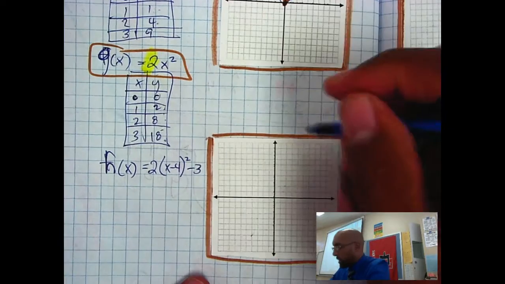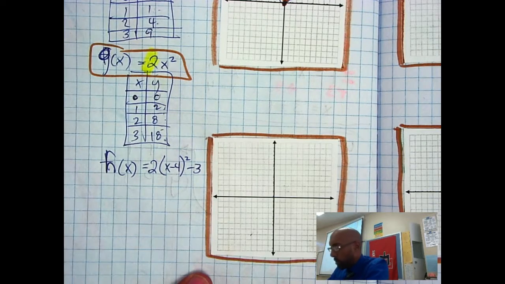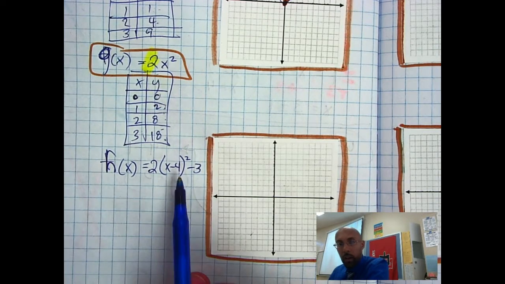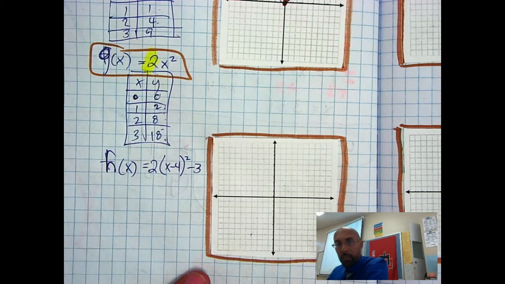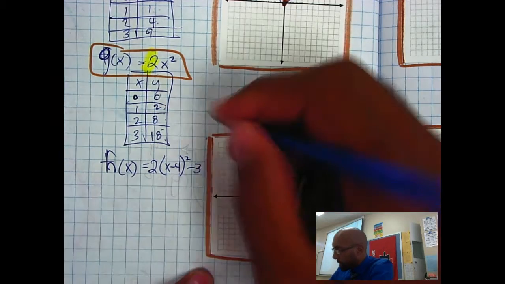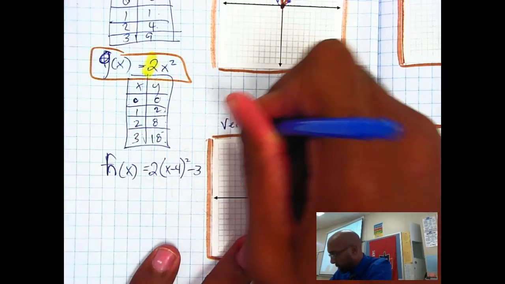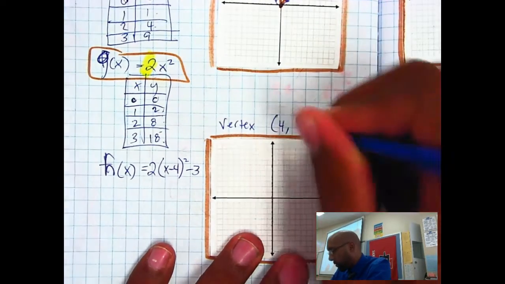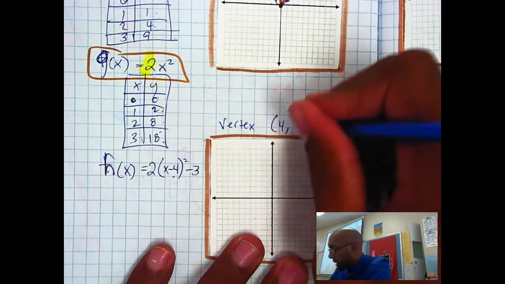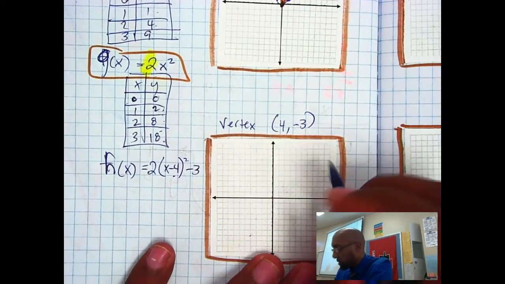All right. So now I could draw the table. However, I know that when it's in this form, it tells me the vertex right away. So I know that my vertex is positive 4, because remember x is a liar, and negative 3. So let's go ahead and just plot that on there.